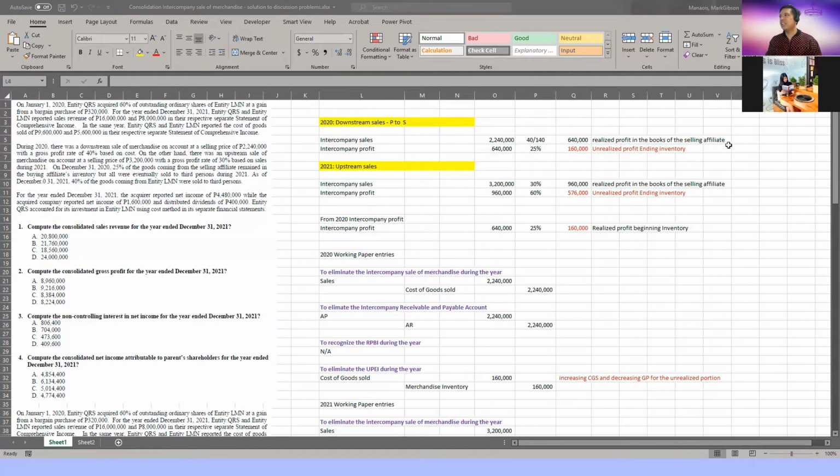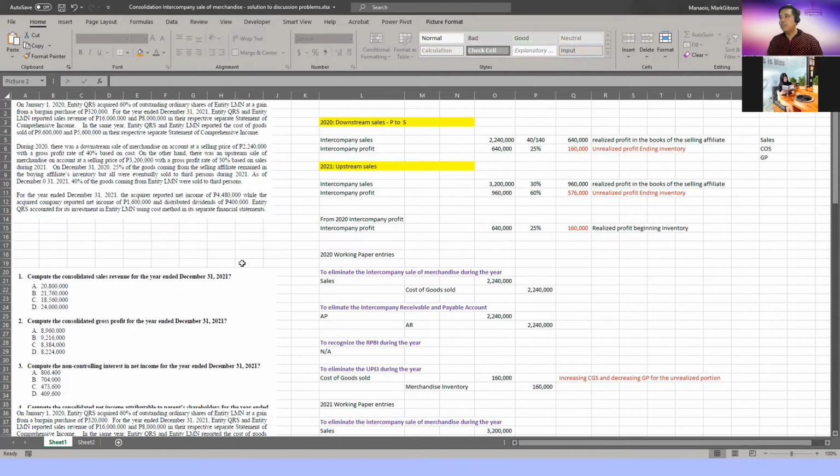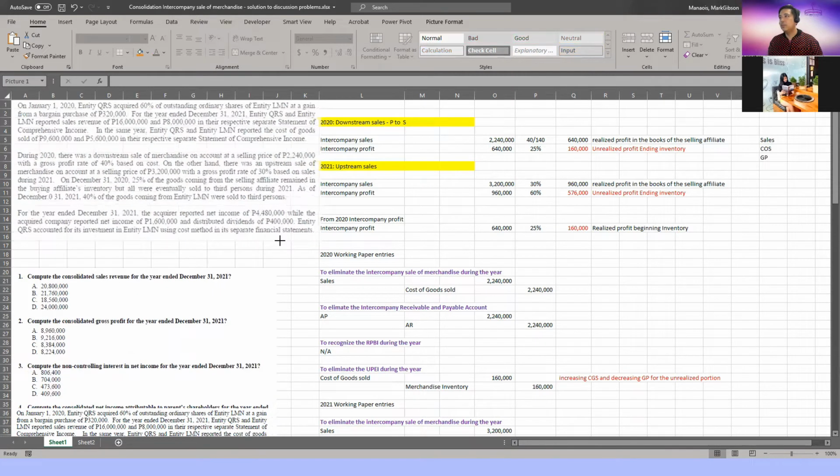So ito, I'm not sure kung kailangan ko pang ituro, pero just the same. So you have your sales, your cost of sales, your gross profit. So sabi natin dyan, this is readable for all.